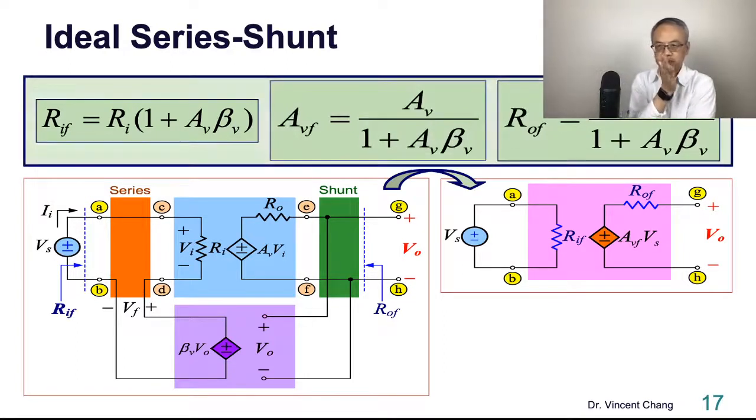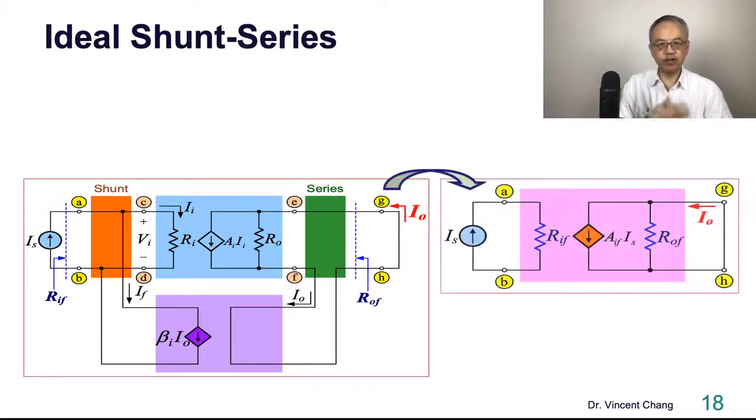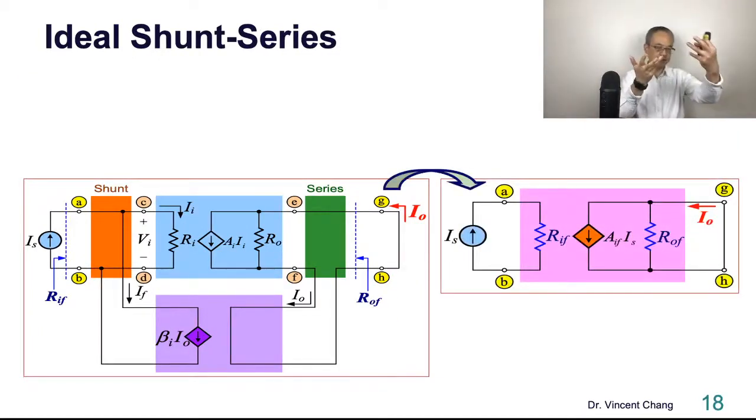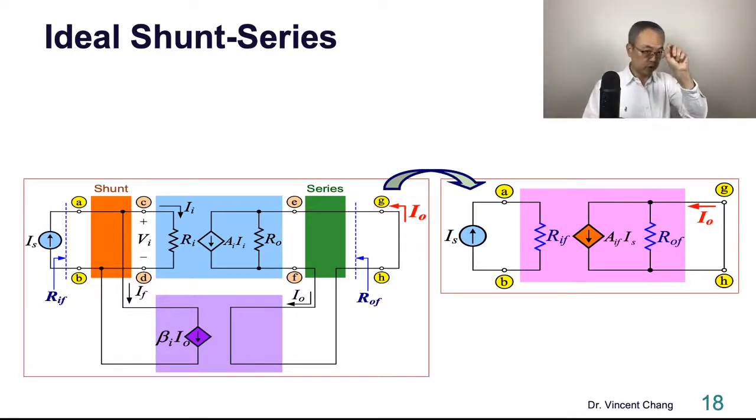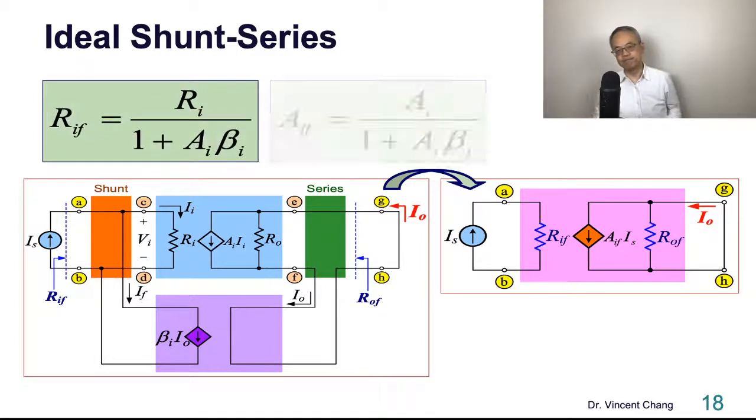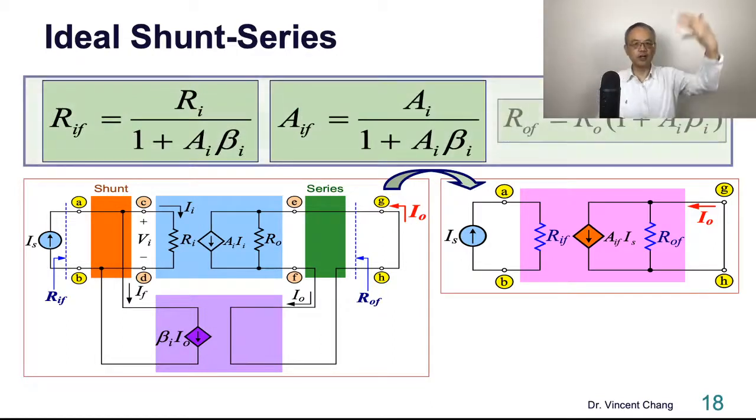For the ideal shunt series feedback, it's the Norton current amplifier. So pay attention to the short circuit between G and H, all right, there's no external load. For the RF, shunt mixing goes down, unchanged, and then goes up.